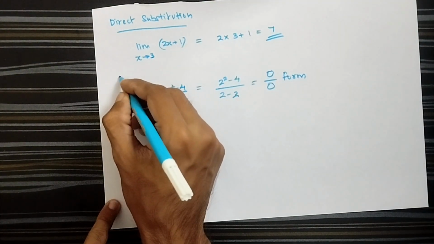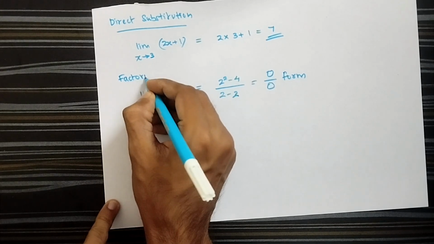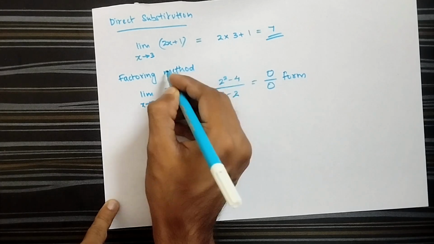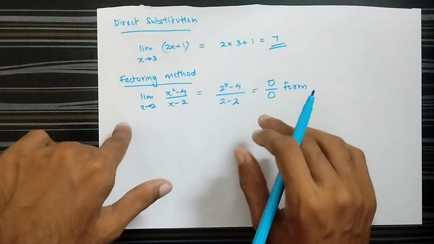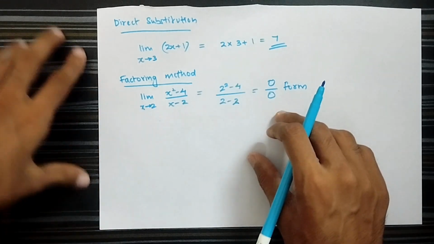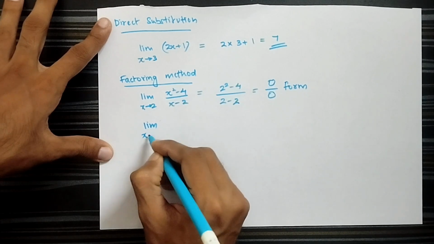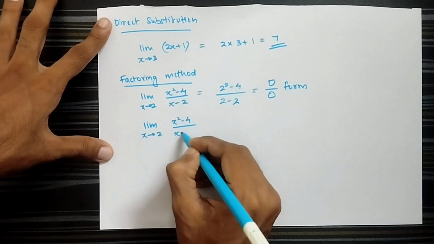That another method is called the factoring method. Since direct substitution did not help, it just gave us 0 by 0, let's do some factorization on this function. Limit x tends to 2, x square minus 4 by x minus 2.